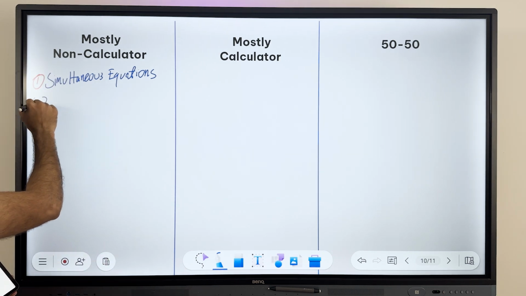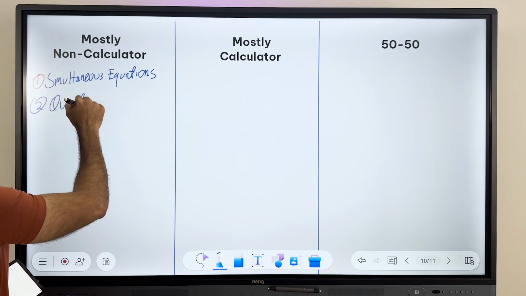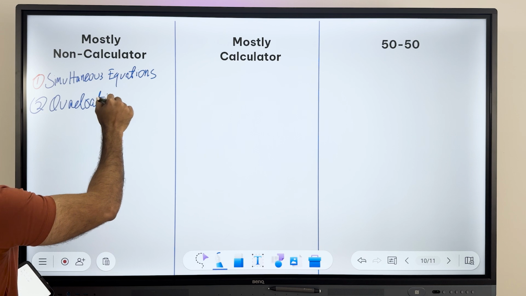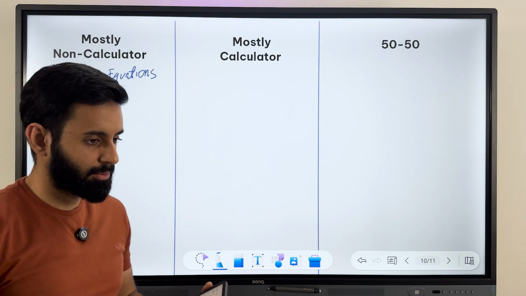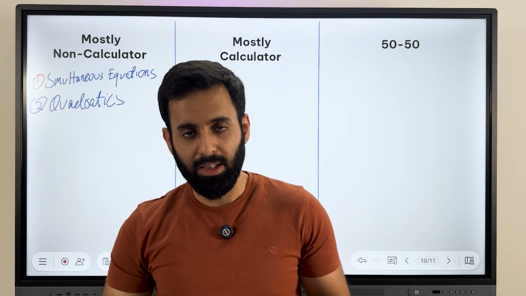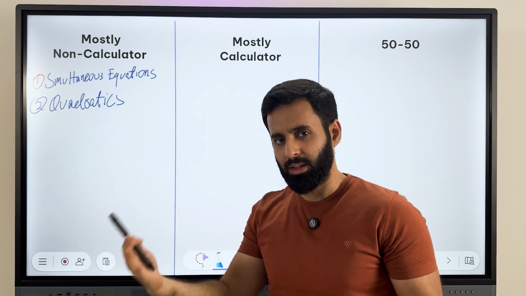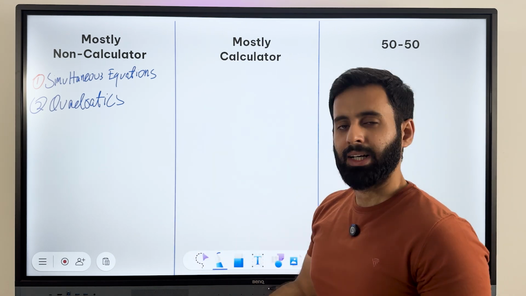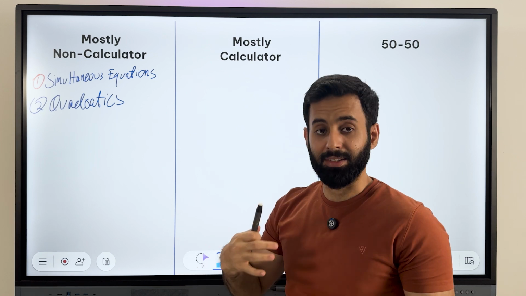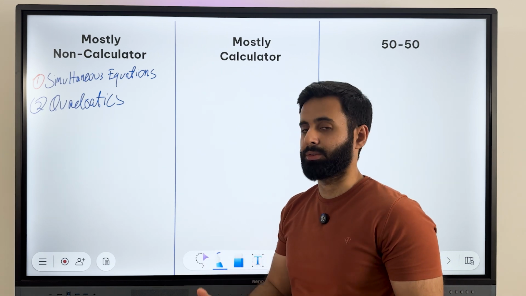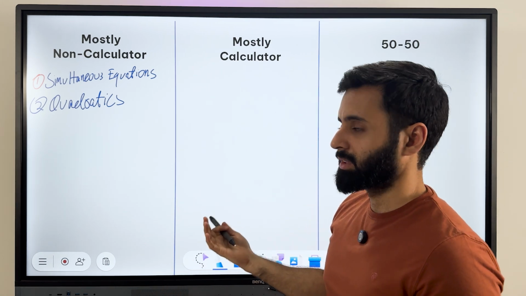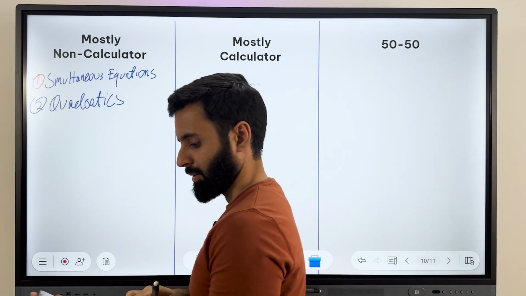Then number 2, quadratics. Quadratics is also another topic where you mostly don't need a calculator. Why? Because you have concepts such as curve sketching, quadratic inequalities, the discriminant, which then leads to a quadratic inequality, and disguised quadratics. So again, it really helps if you have a calculator, but if you don't, then you can still do it without actually using a calculator.